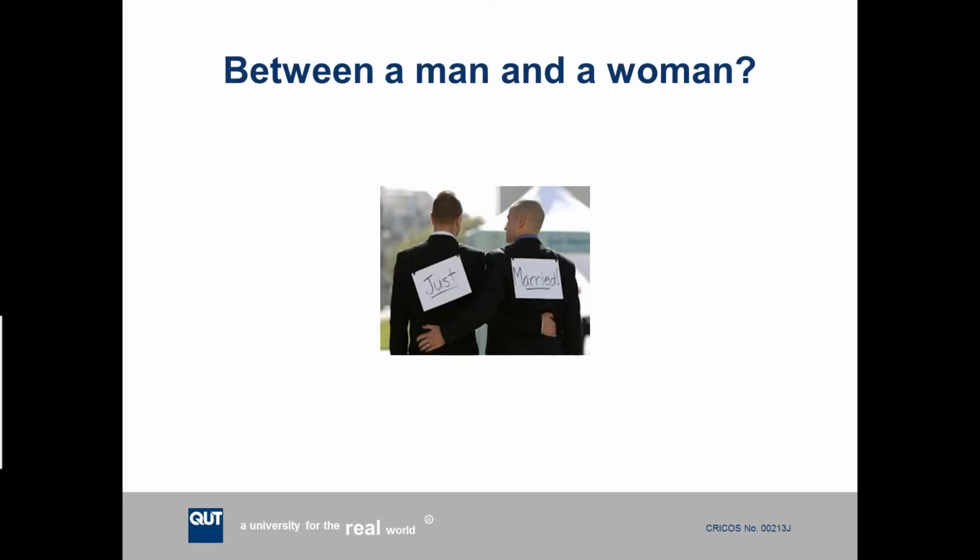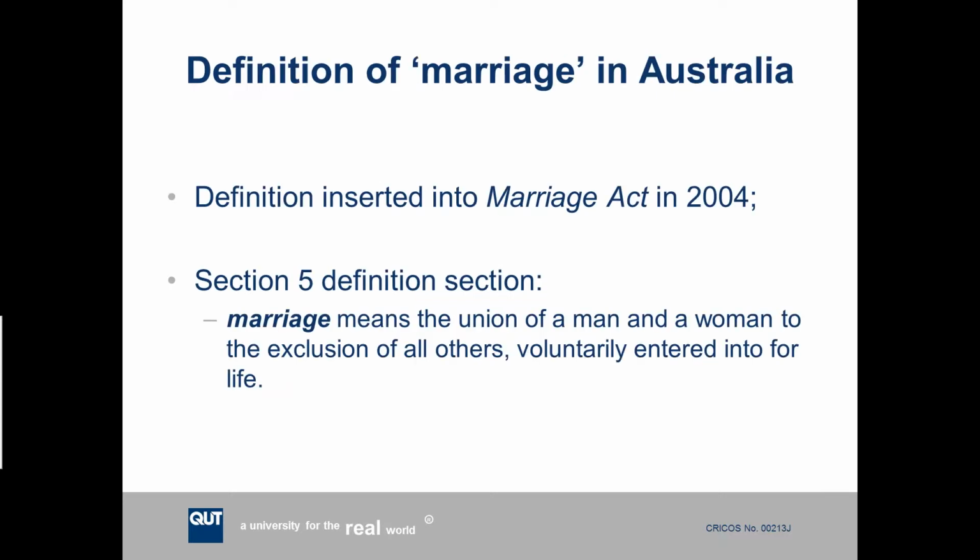Now, as we said, currently in Australia, marriage has to be between a man and a woman. And this has become quite controversial in recent times, as many places around the world have changed their laws to allow same-sex marriage.